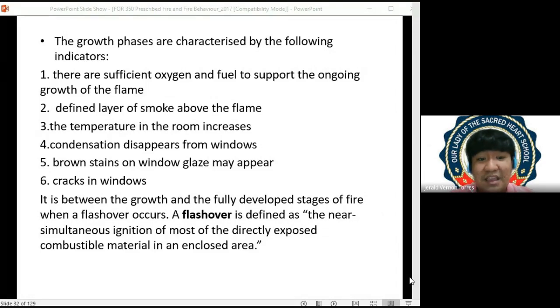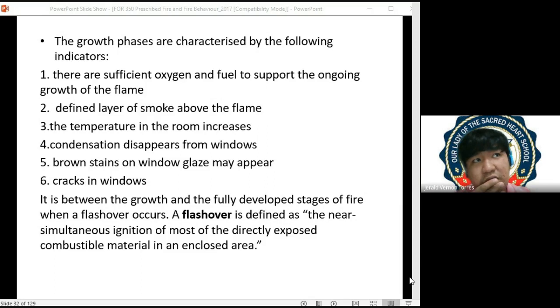Tapos meron na rin tayong layers. Kitang-kita niyo na yung layers above the smoke. You can now see the layers above the smoke at this point. Then also the room temperature is already increasing by this time kasi nagkakaroon tayo ng mga iba't ibang transfer mechanisms such as conduction, let us say, sa walls, and nagkakaroon na tayo ng faster rate of convection and heat energy. Tapos na-stain na ng brown sa mga glasses natin and nag-start na mag-crack yung window.